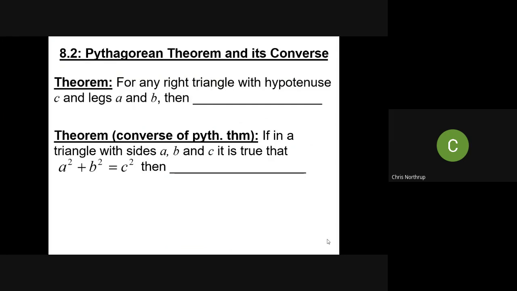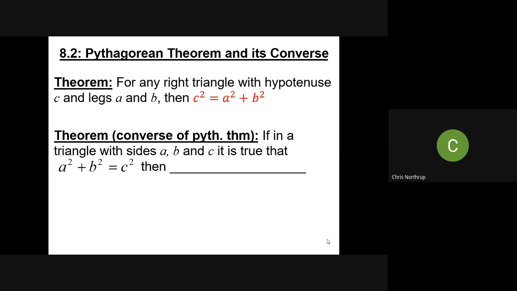Okay, so in this video, we're going to take a quick look at the Pythagorean theorem and its converse. We all know this. We've been using it a bunch throughout the year. If I have a right triangle with legs A and B, hypotenuse C, then we know C squared equals A squared plus B squared. Now, the converse of this is also true.